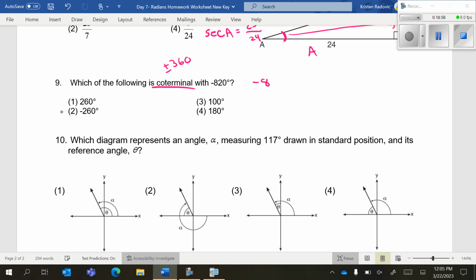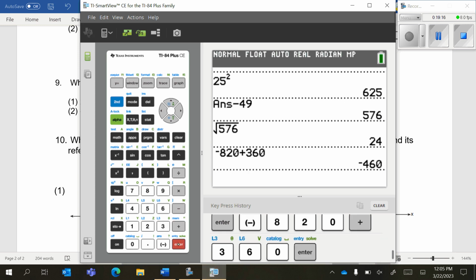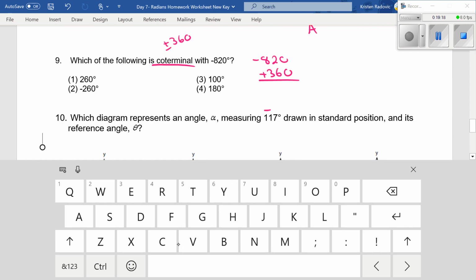So for example, if we're starting with negative 820, none of my answers are less than negative 820. So I'm not going to subtract. All of my answers are larger than that, so I'm going to add 360. So with your calculator, negative 820 plus 360 degrees, one full lap around the circle, is negative 460.